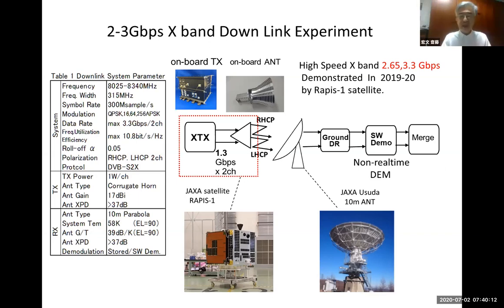recorder. And after the satellite pass, the software demodulate that signal, and we merged two channel signal to realize the one very high bitrate channel. The left shows the downlink system parameter. And so experimental was done in last year and to the beginning of this year. I will show the several experimental data.